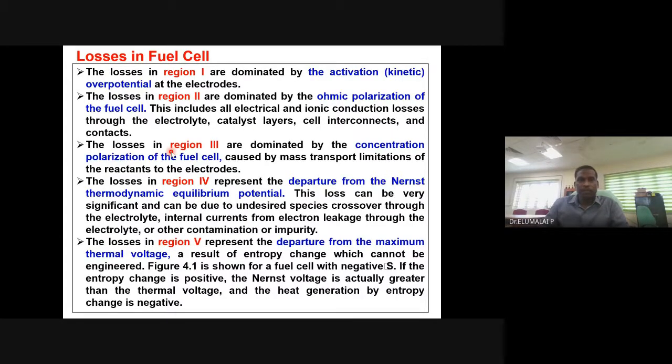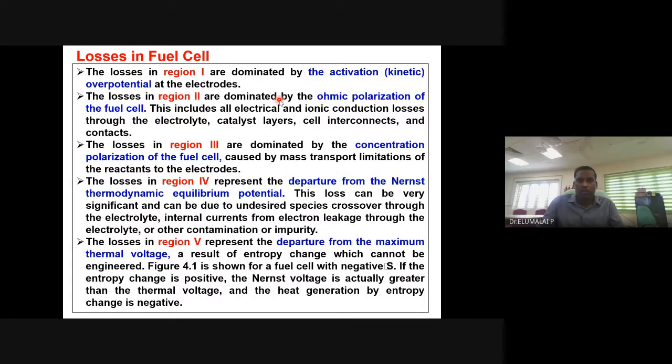Region 1. The second region is ohmic polarization of the fuel cell. Ohmic region or ohmic potential. What is ohmic potential? This is dominated mostly by the electrolyte, catalyst layer, and the connections, interconnections, contacts, etc. If all these have enough conductivity, the ohmic polarization or ohmic loss will be less. You will get a better fuel cell performance.